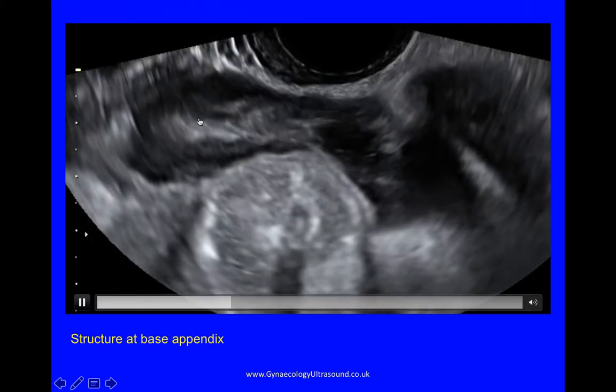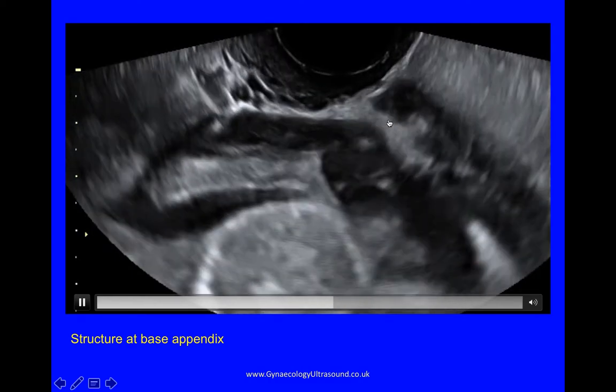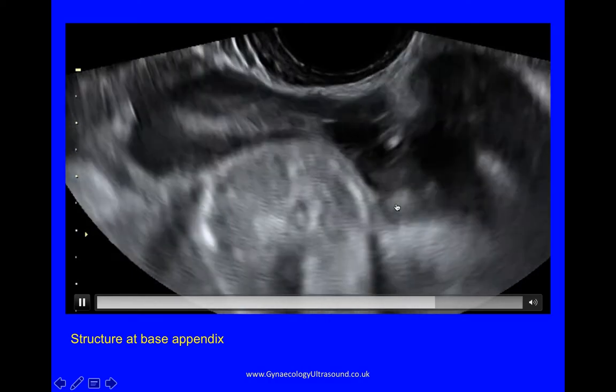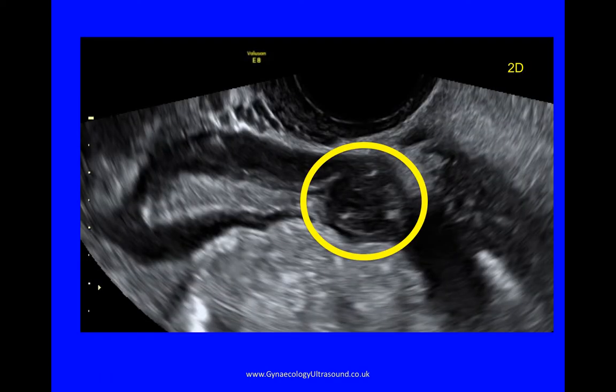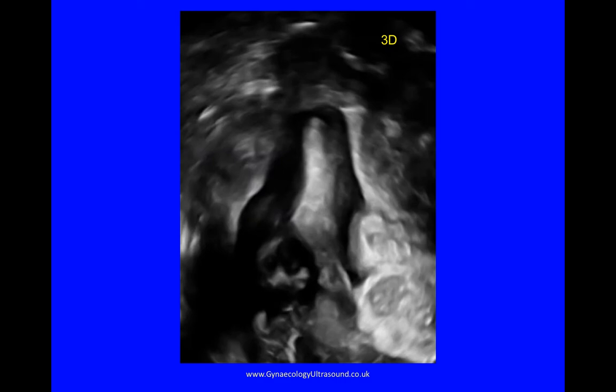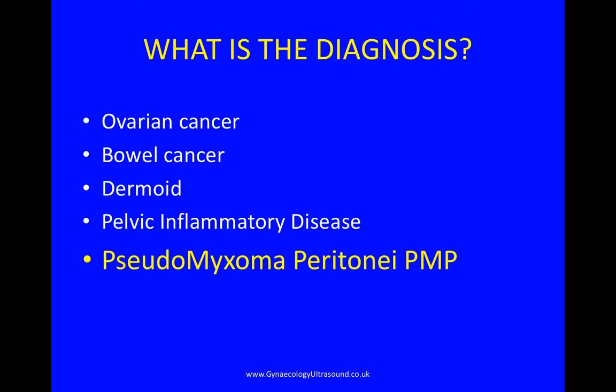And looking at the appendix, there was a structure just at the base of the appendix, a cystic structure, which you could see on 2D and could clearly see on 3D. This was a pseudomyxoma peritonei.